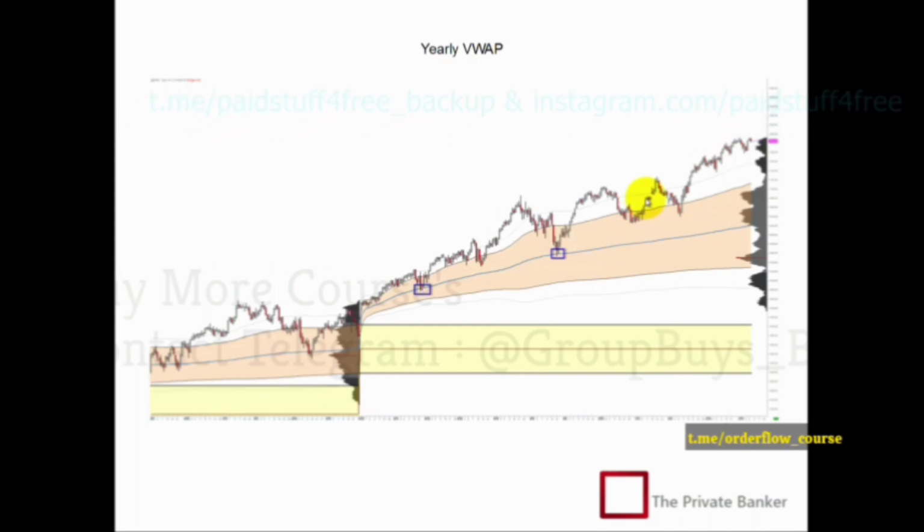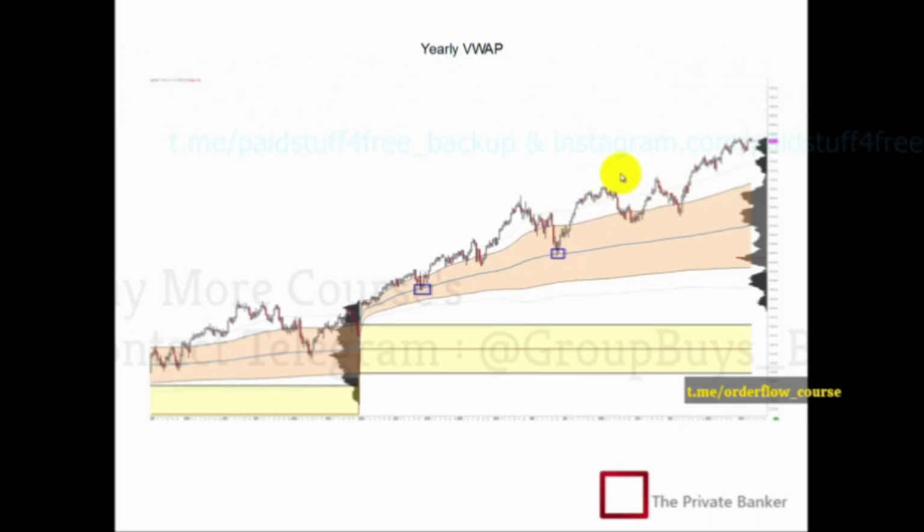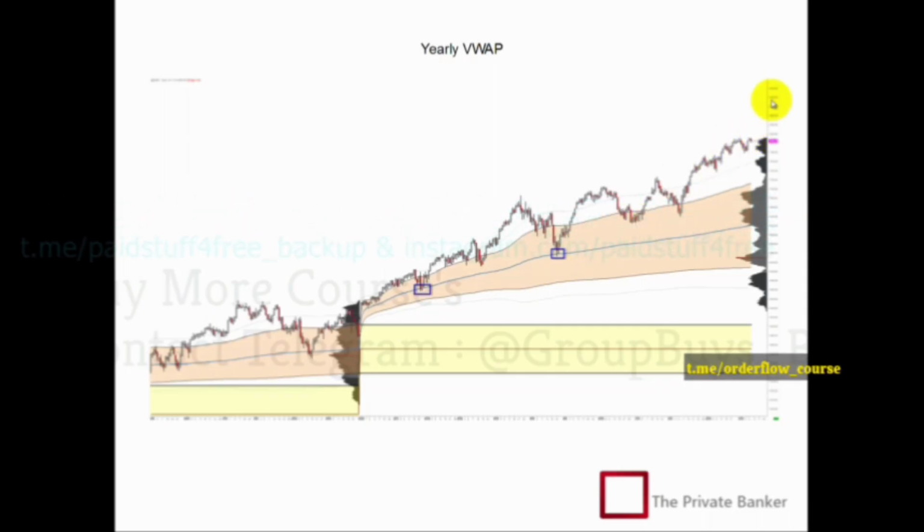So it's very clear based on what we're seeing here that we have a very strong rally in place. We do not see anything that tells us that this trend has stopped. Every time it's tested VWAP, we've seen a very positive reaction.